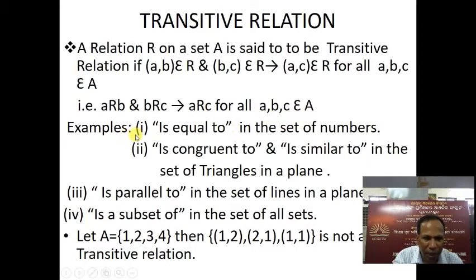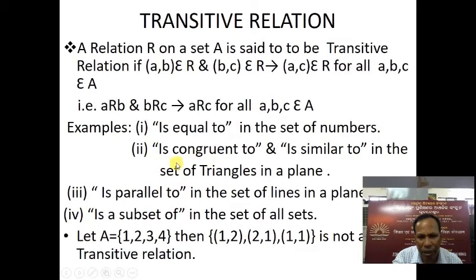Now consider some practical examples. The relation is equal to in the set of numbers. We can say x is equal to y, y is equal to z, so x must be equal to z. That means x and y are related to each other by the relation is equal to. y and z are also related to each other by the relation is equal to. Now we find that x and z are also related to each other by the same relation is equal to. So the relation is equal to in the set of numbers is transitive in nature.